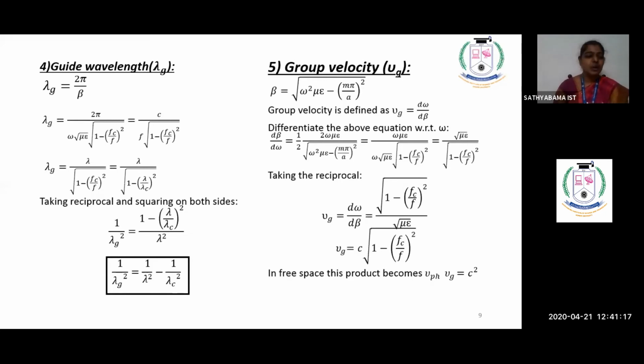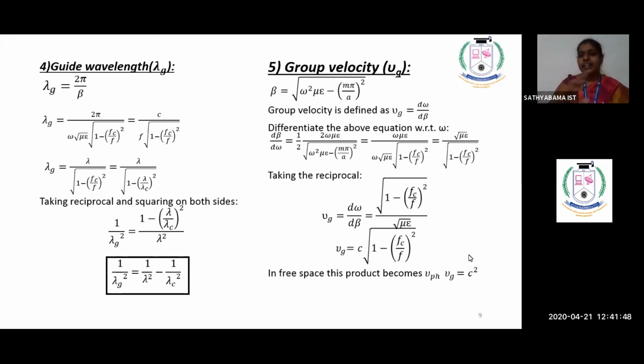So next is your group velocity. What is group velocity? It is the velocity with which the energy the wave is carrying propagates along the axis of the waveguide. Normally this Vg will be lesser than your Vp. Normally your Vg will be lesser than your c value, that is the velocity of light, and it will also be lesser than Vp, the velocity of propagation.